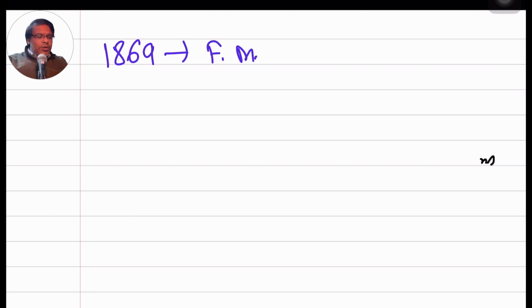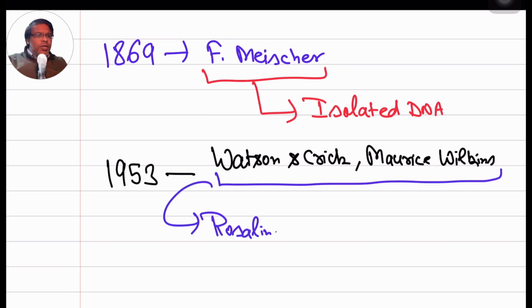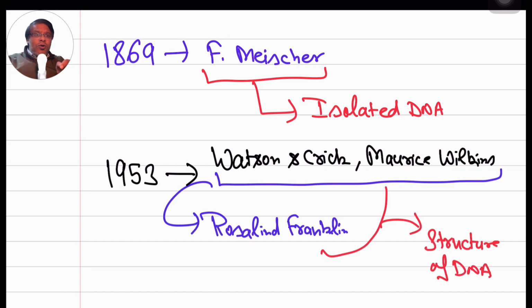Now here, I just want to tell you, hope you remember, in the year 1869, Friedrich Miescher isolated the DNA. In the year 1953, Watson and Crick, Maurice Wilkins, based on the work of Rosalind Franklin, all of them proposed the structure of DNA. So we have already discussed the history, how the structure of DNA was revealed. Please have a look into that lecture. Now in this video, we are going to discuss the structure of DNA.